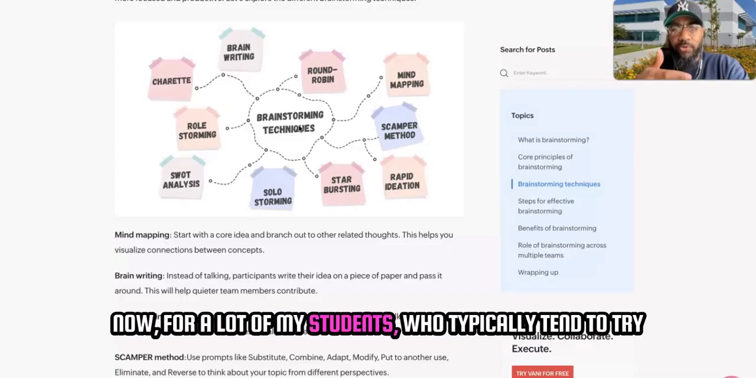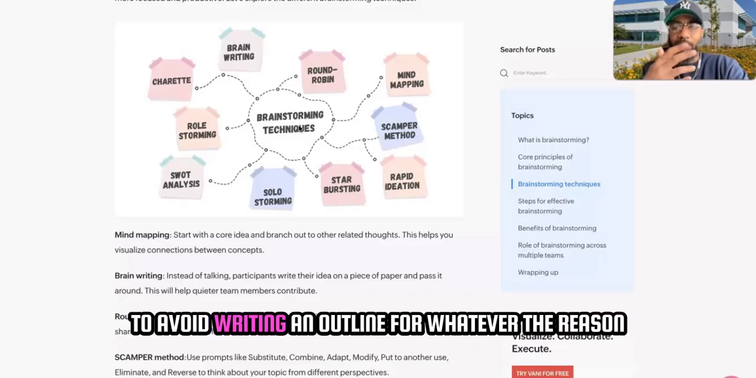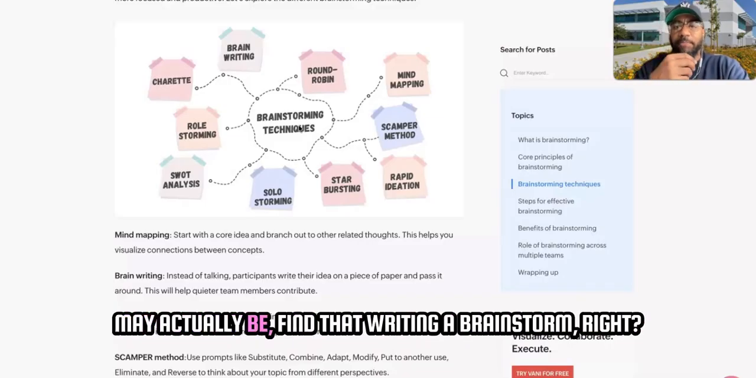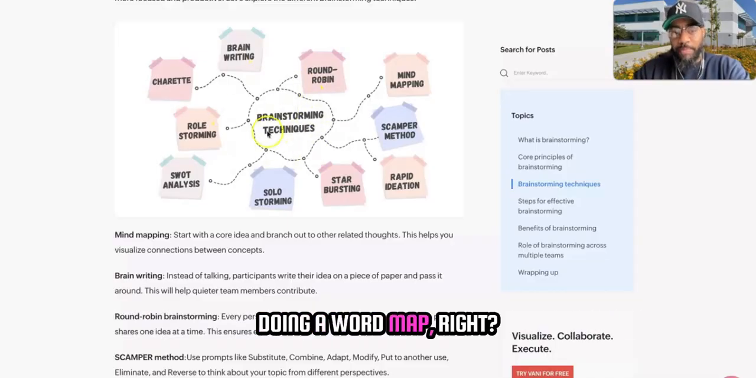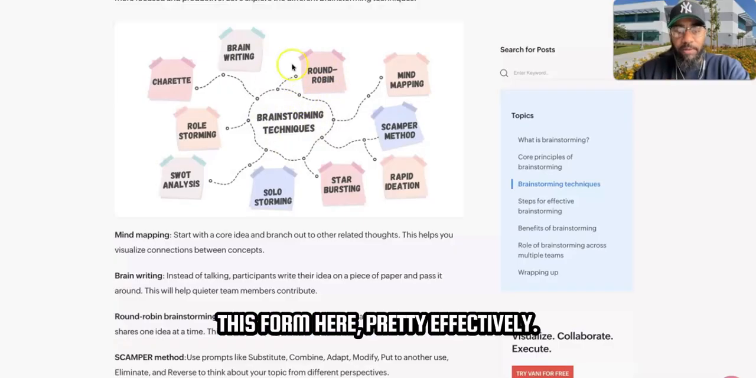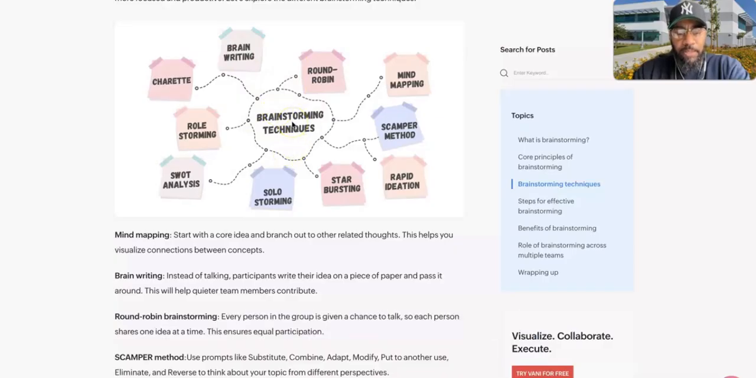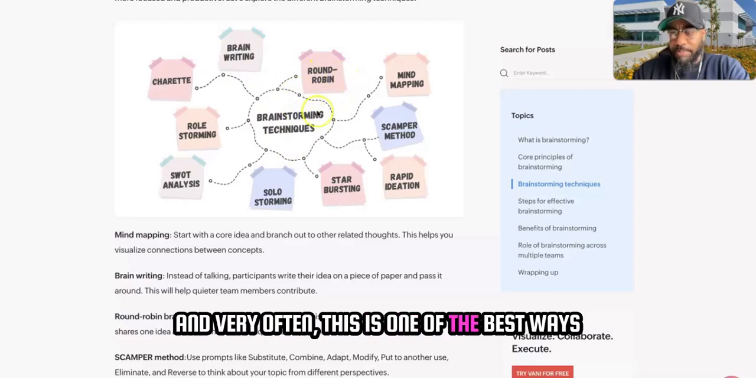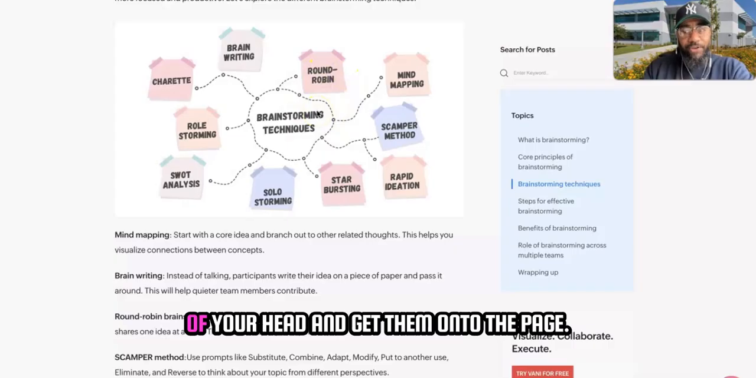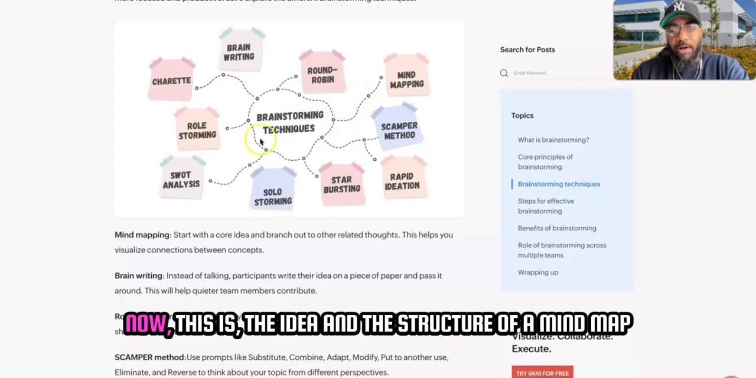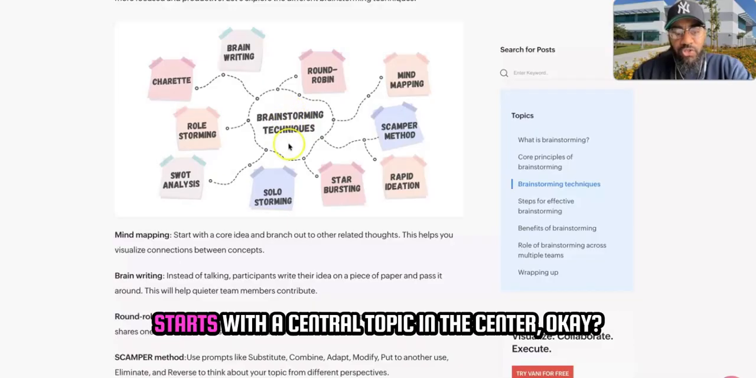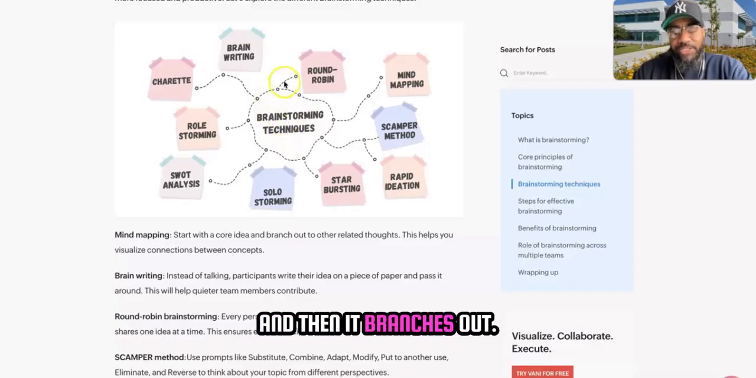Now, a lot of my students who tend to try to avoid writing an outline, for whatever the reason may be, find that writing a brainstorm, doing a word map or a mind map of their ideas, works well, and I myself utilize this form pretty effectively and very often. This is one of the best ways to plot your ideas, get your ideas out of your head and onto the page. Now, the structure of a mind map starts with a central topic in the center. And then it branches out.